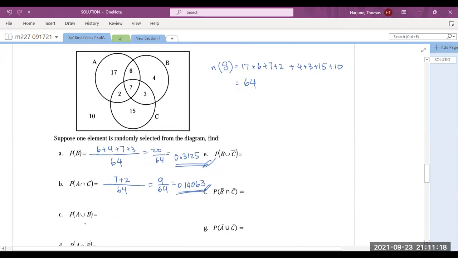Part C, over 64 in A or in B. So let's see, the one in A, 17 plus 6 plus 7 plus 2, plus the one in B's that we have not computed. So plus what? 4 and 3. 4 and 3, that's right. So 23, 39, that's 39 over 64, which is 0.60938.